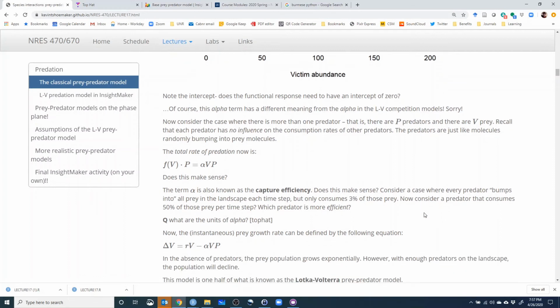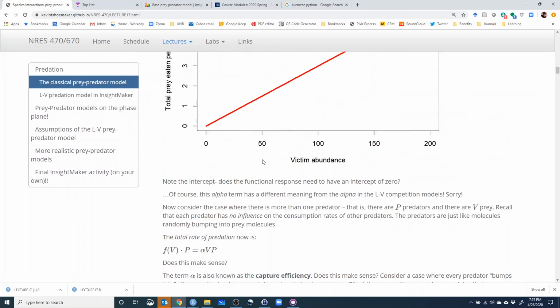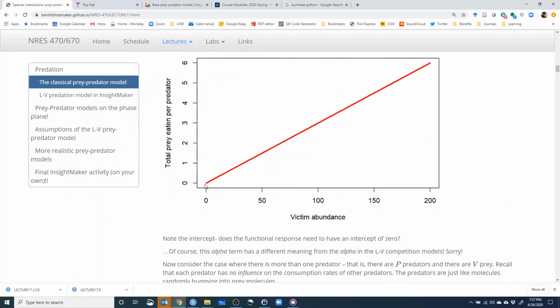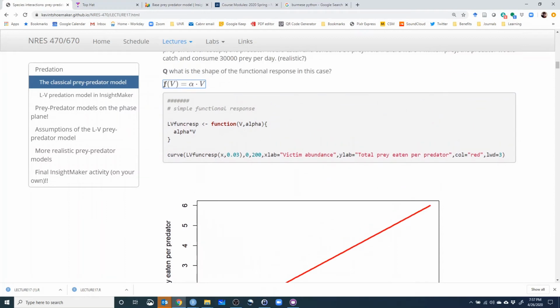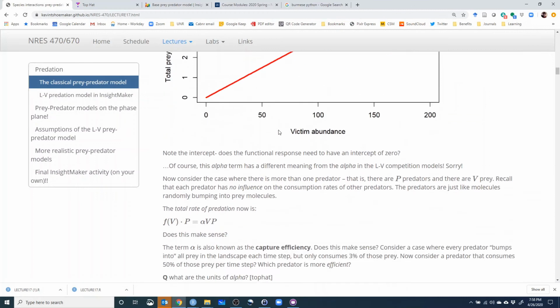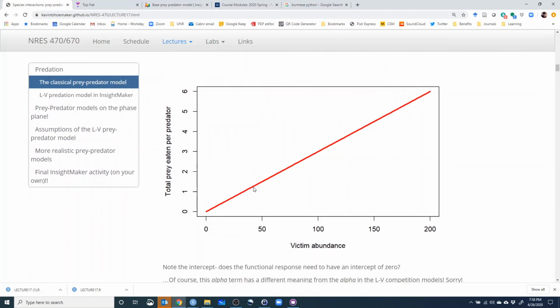So first of all, let's just note the intercept. If victim abundance is 0, what's the total prey consumption rate? It has to be 0. So this linear relationship has to go through the 0 point in this Cartesian coordinate system, and then the function is just alpha times V. All right. Just a simple line. So alpha is kind of the slope of this line, and the line has to go through the intercept.